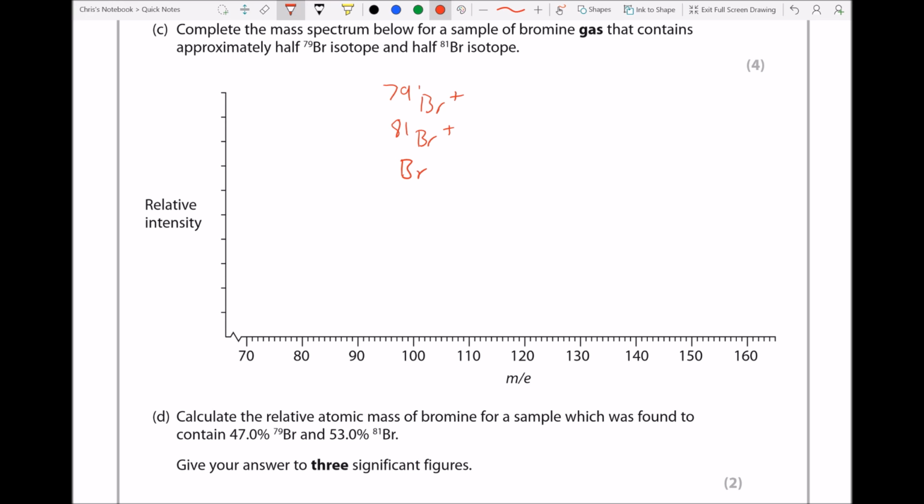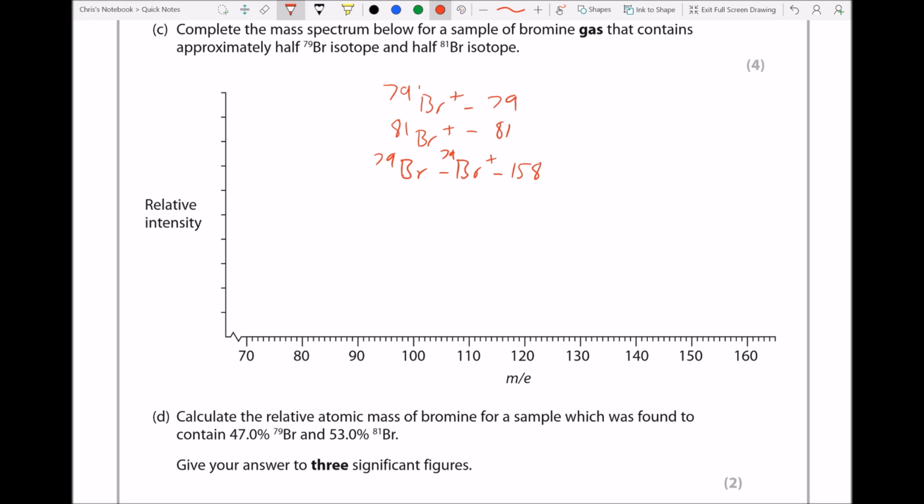So we could have bromine 79 and another bromine 79. Let's imagine both bromine atoms are bromine 79. Now we're going to put a positive charge on that one. We need to make sure we've got the mass of that as well. So if you add up 79 plus 79, that's going to be 158.